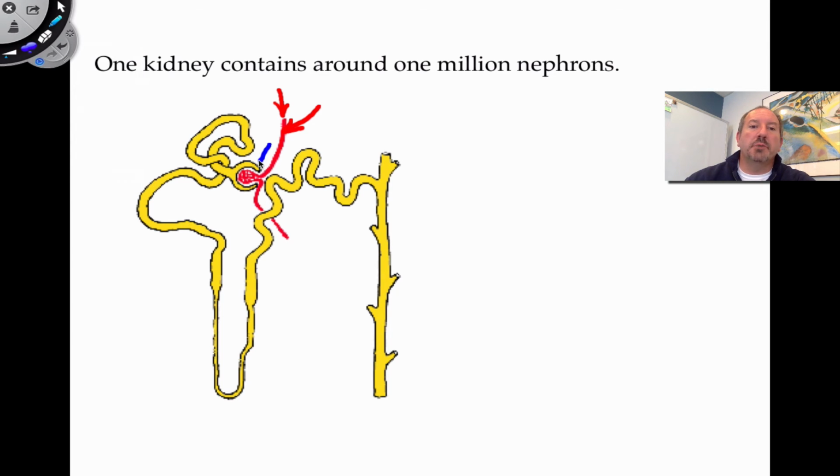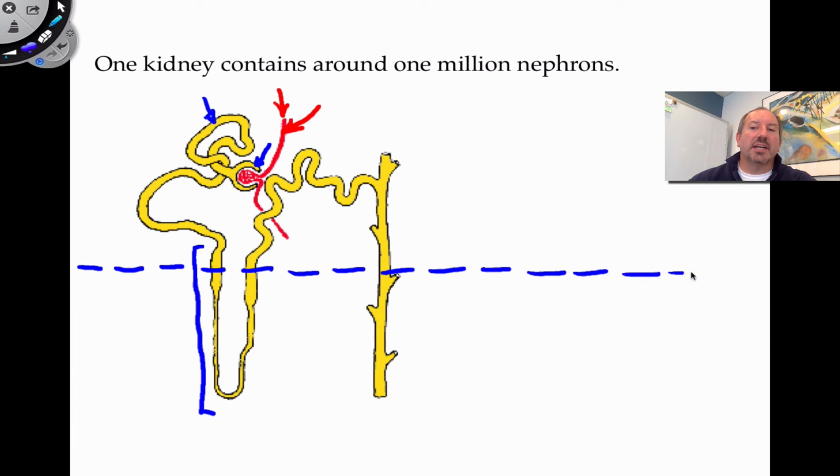So here is the Bowman's capsule. This tube right over here is the proximal convoluted renal tubule, and it's very windy here, three-dimensional. This is the loop of Henle right here. And what's interesting about the loop of Henle and also the collecting duct right here is that, as I had mentioned before, it actually transects the border between the renal cortex and the renal medulla.